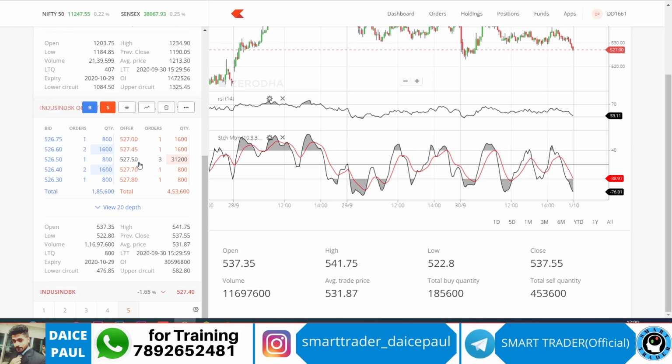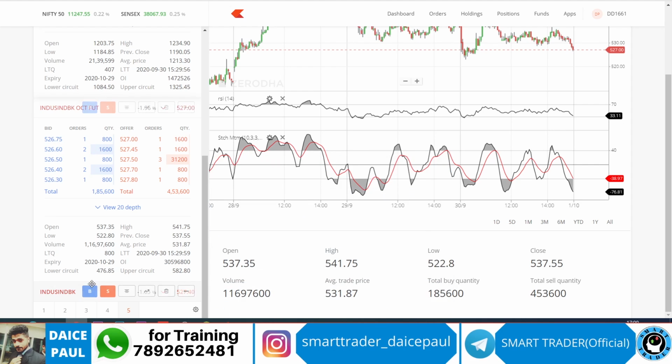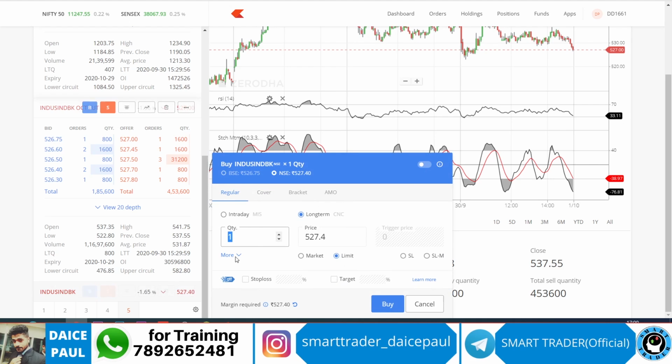If I take the example of Indus Bank futures, if you have to buy this, you need a minimum of 2 lakh rupees to buy 800 shares. You cannot buy 1 or 2. In the same way, in Indus Bank equity you can buy 1 share, so you need only 527 rupees. As a beginner, obviously you will have very little money, so to practice you need very little money.